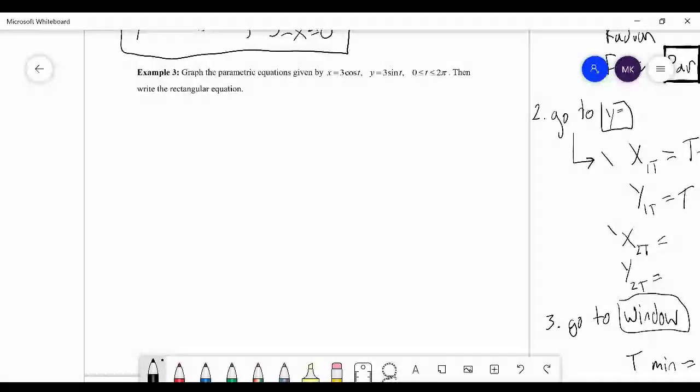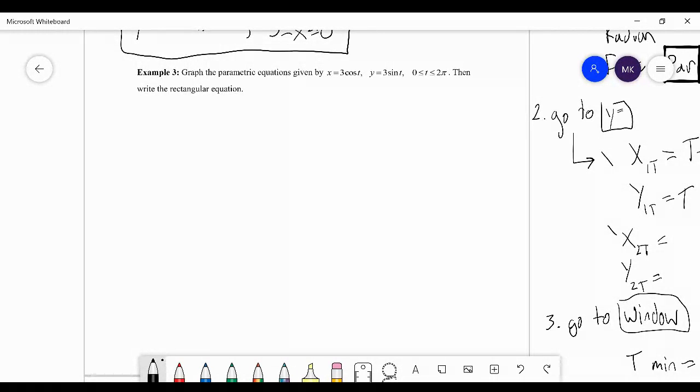Graph the parametric equations given by x equals 3 cosine t and y equals 3 sine t, where 0 is less than or equal to t is less than or equal to 2 pi. Now, I know it doesn't say it on here, but we can see very simply that we need these to be in radians. So we want to make sure our calculator is in radian mode. So if it wasn't already, put it in radian mode.